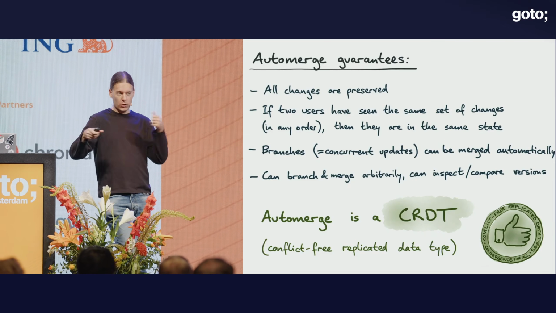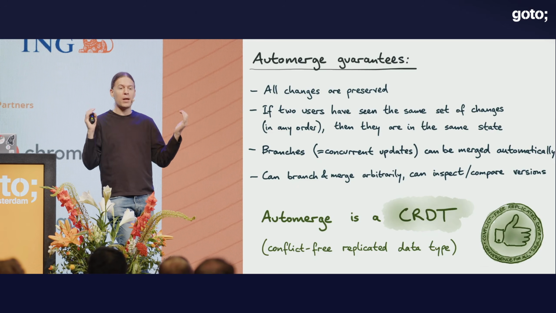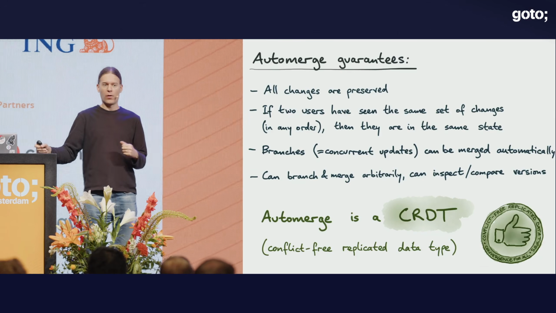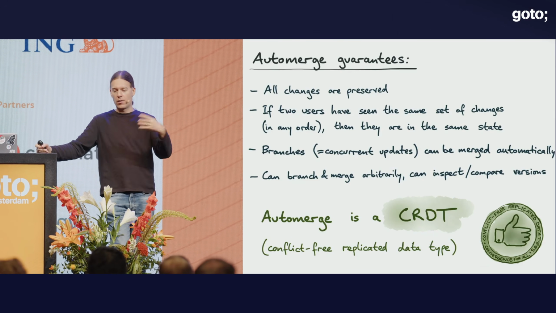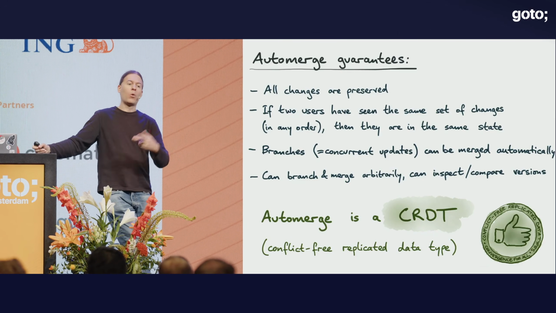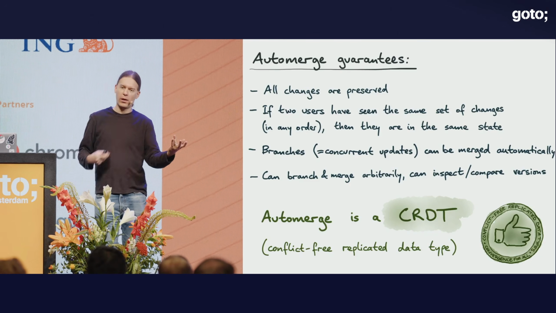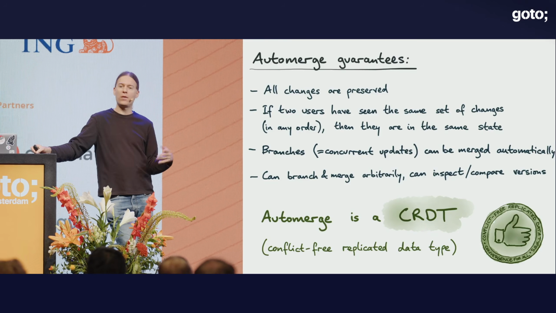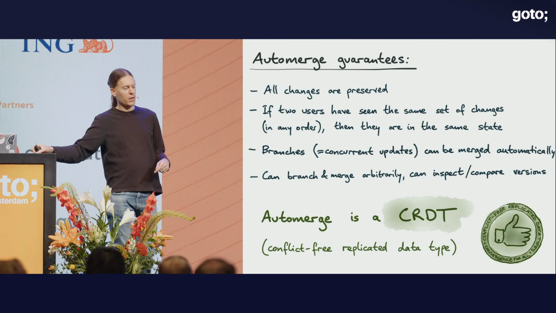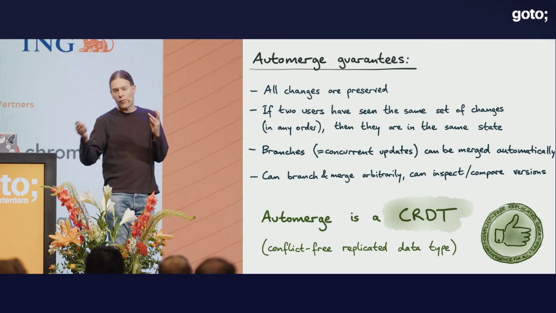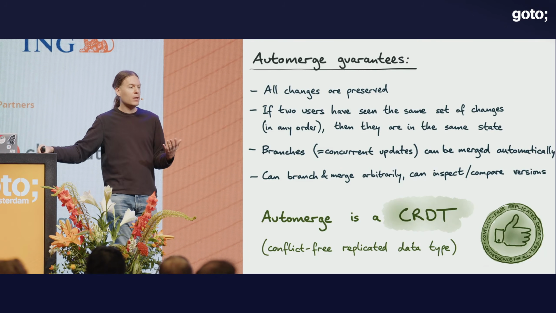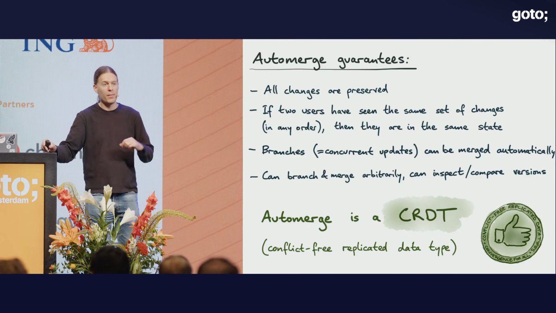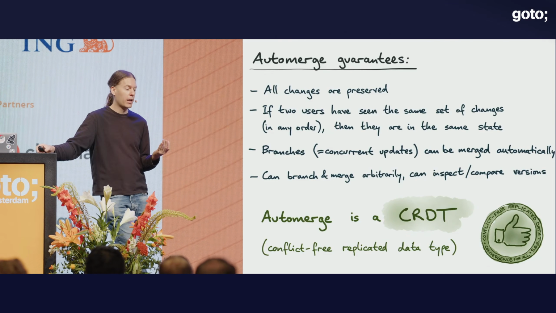But if two different users have seen the same edits, then they must be in the same state, even if they actually saw the edits in a different order. So I first saw my edits and then saw my colleague's edits later, whereas my colleague first saw their own edits and they saw my edits later. And nevertheless, no matter in which order we see each other's edits, everyone should end up in the same state. You can have branching and merging very much like in Git, except rather than this manual conflict resolution, we have automatic merging as much as possible, as I explained.